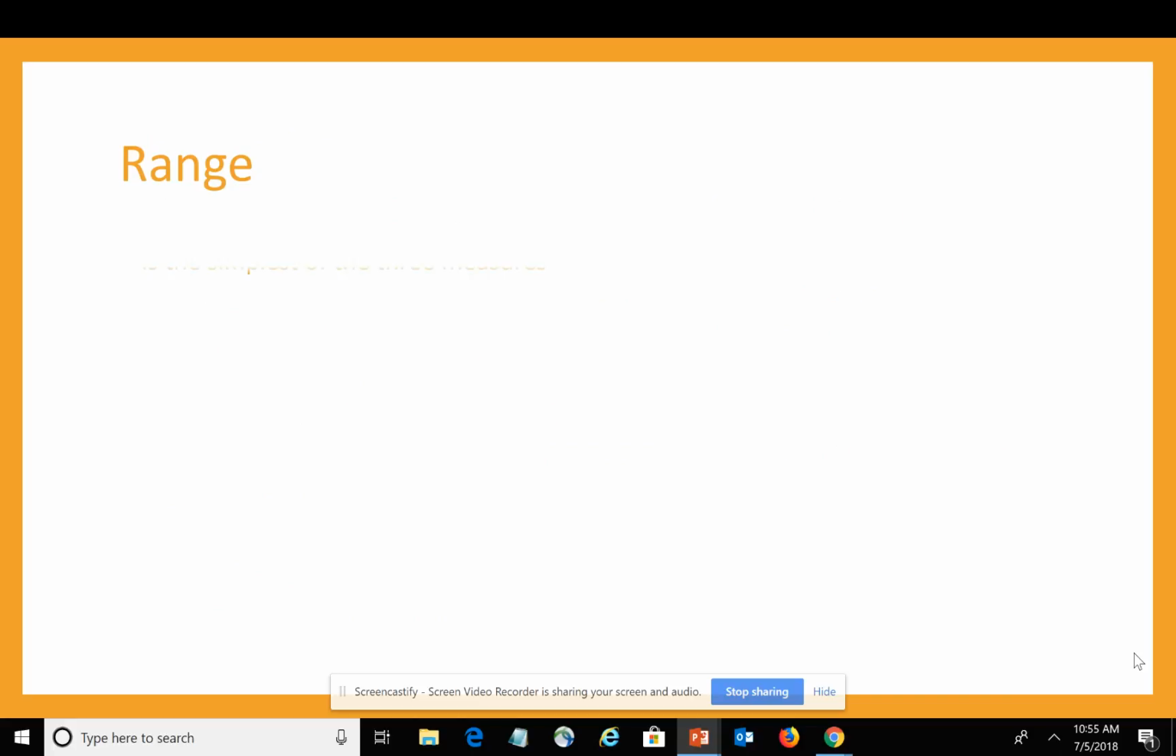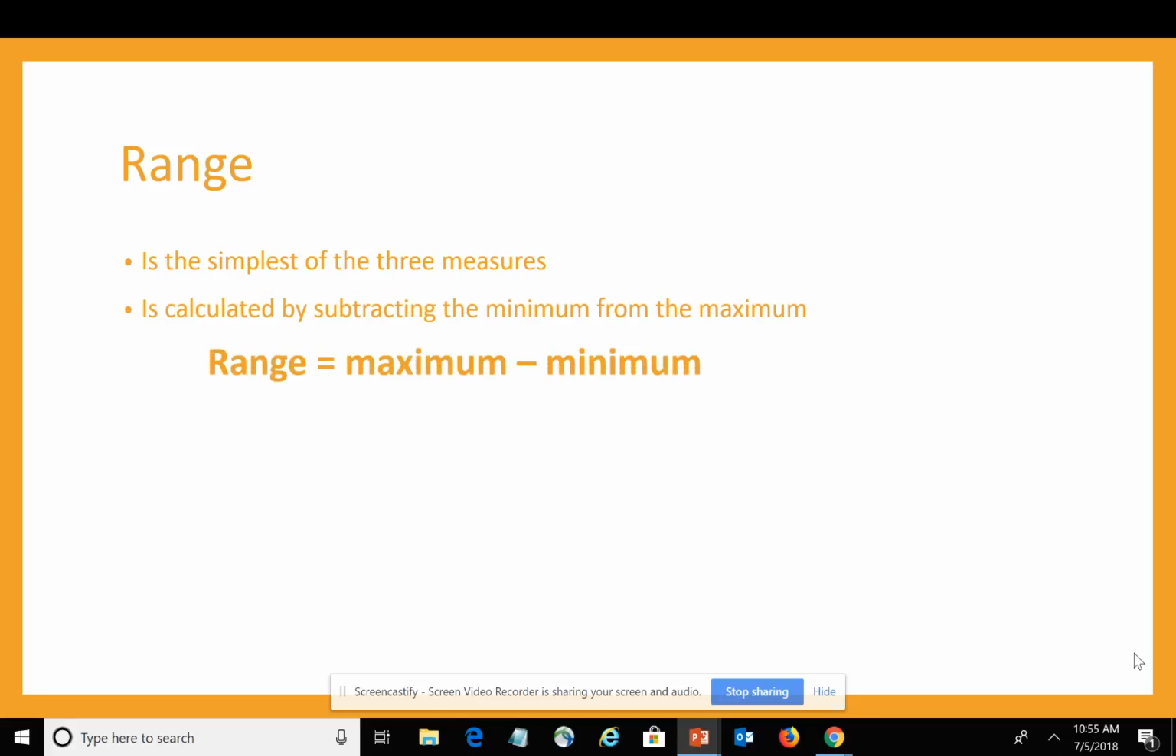You probably have heard of the range. The range is the simplest of the 3 measures of variation. It's calculated very easily by subtracting the minimum from the maximum. Now, it's not the best measure to use because you're only considering the high and the low. So it just gives us kind of a place to begin, because if the range is reasonably small, that lets us know that our data is kind of clustered together. If it's a larger value, that lets us know that our data is more spread out.